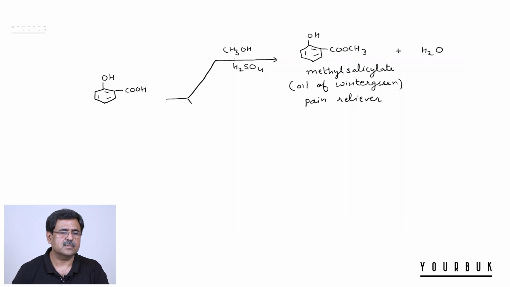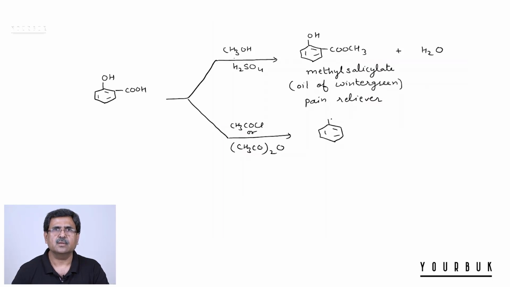Now, the second reaction is called acetylation of salicylic acid. So, you can use either acetyl chloride or acetic anhydride for acetylation of salicylic acid. It gives an ester. This is the ester produced, and this ester is named 2-acetoxybenzoic acid.